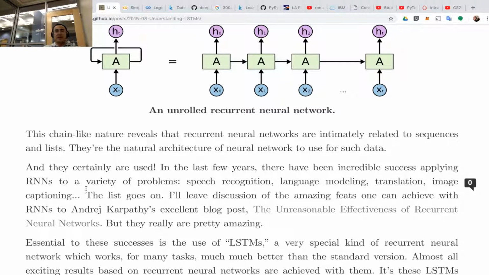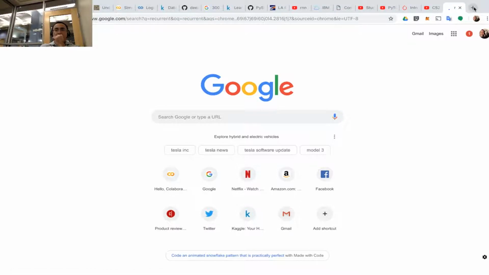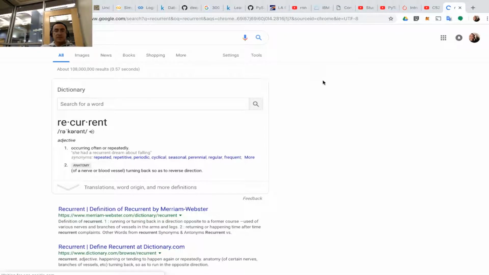recurrent neural network. What does recurrent mean? I think it's looping. Recurrent, I'm just occurring often, repeatedly. Okay, so recurrent neural networks are occurring often. Okay, just keep on repeating.